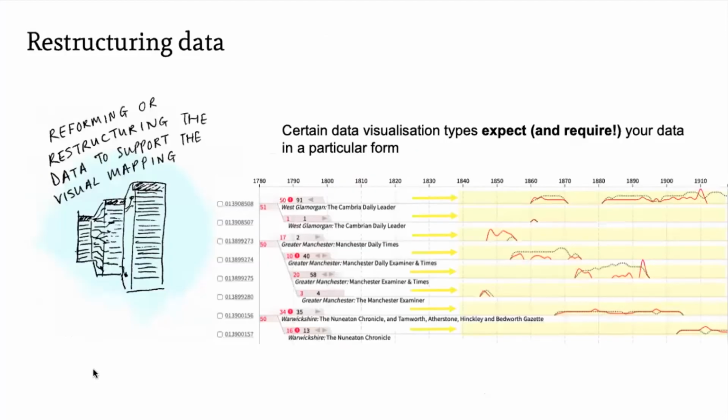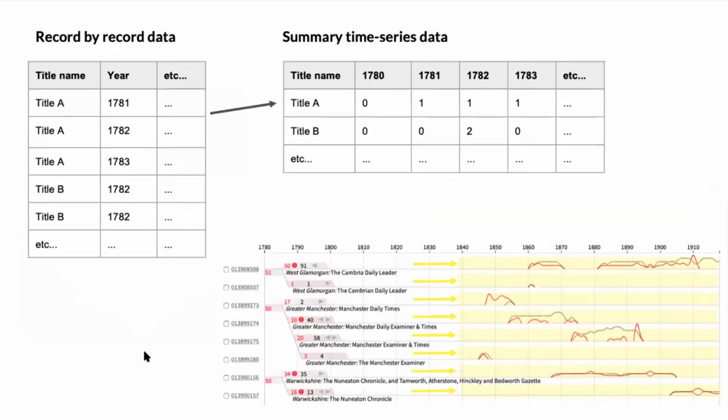You might need to restructure your data, essentially what I mean by this is to change the shape of the data. So certain data visualization types expect and require your data in a particular form. An example of this is in the Press Picker tool, we've got these line graphs for every title. We've got these lines which show the number of items, microfilms or hard copies per year.